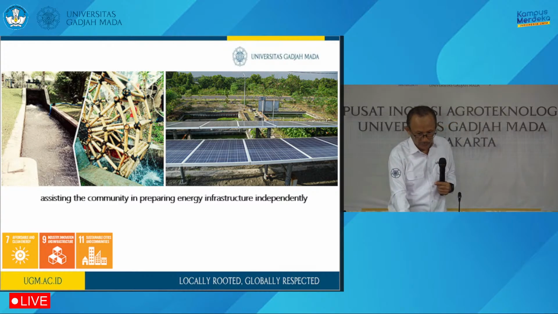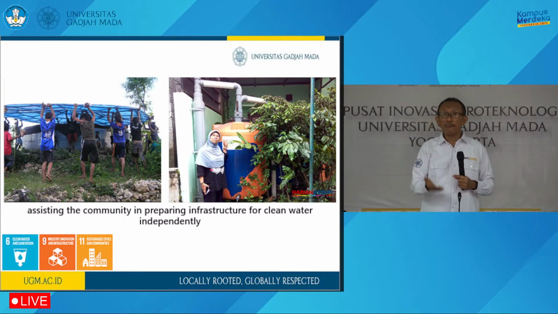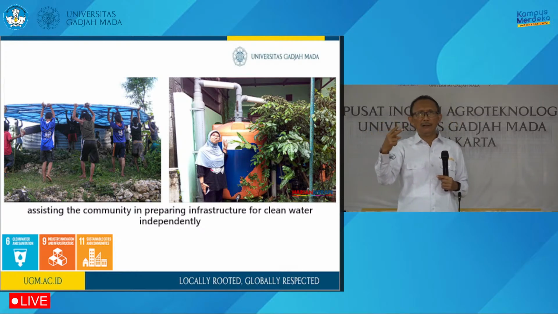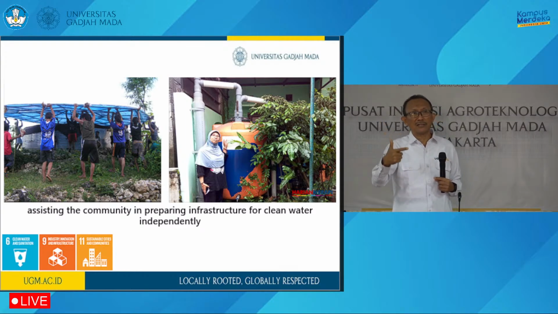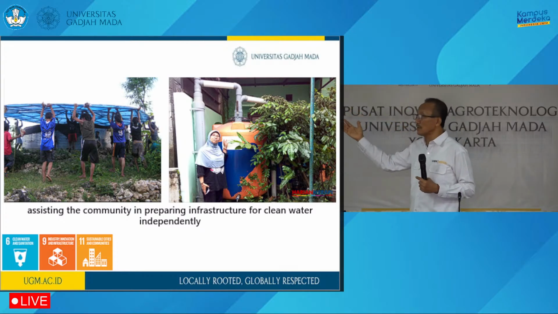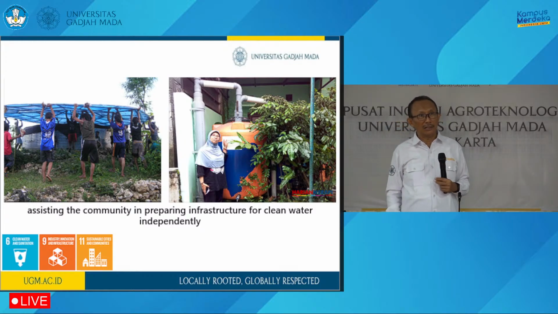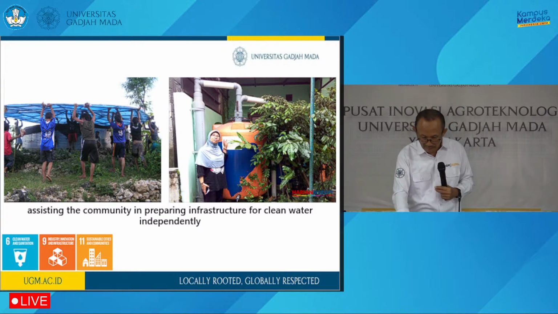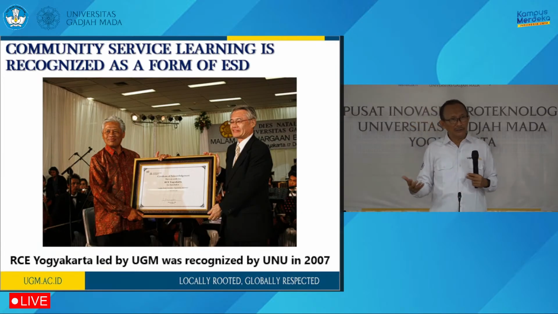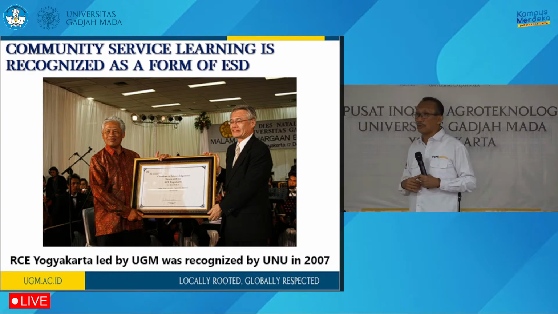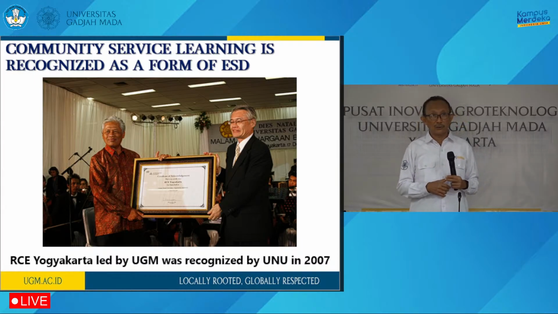Also preparing for water, because in some places in Indonesia we have two seasons, dry season and wet season. In the dry season, almost no water is available. So we have to start with how to harvest the water, how to keep the water available. And by those activities, community service learning was recognized by United Nations University as a form of education for sustainable development.